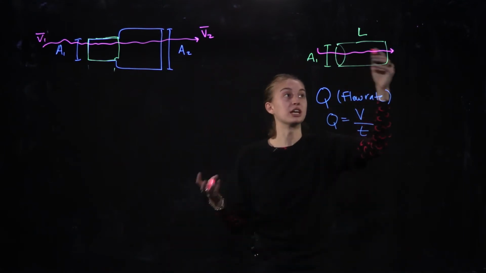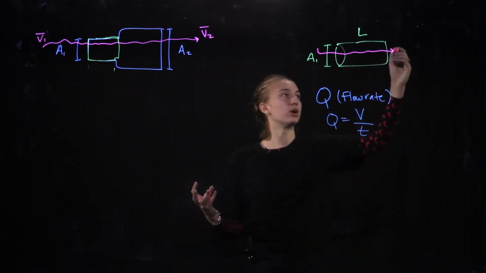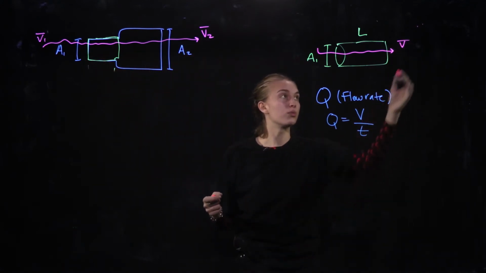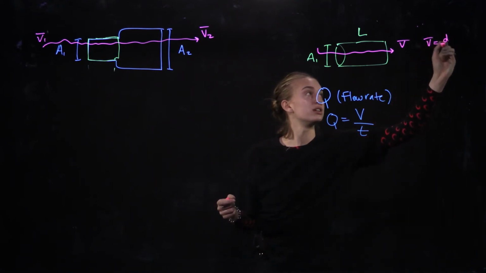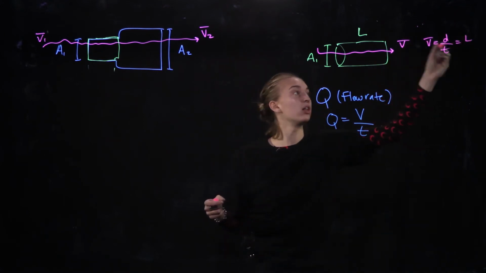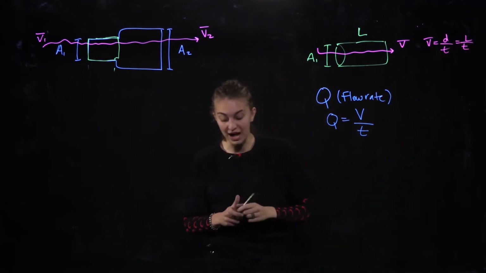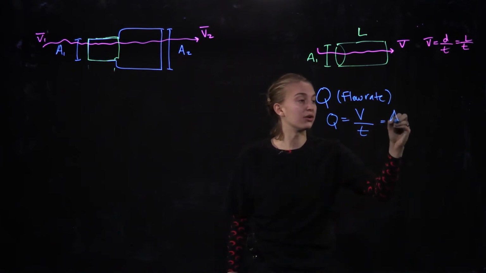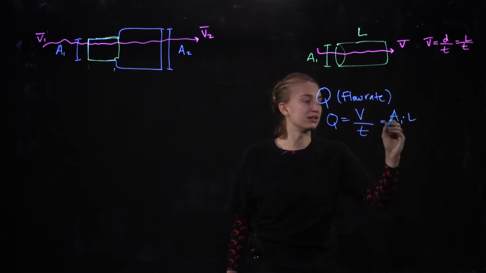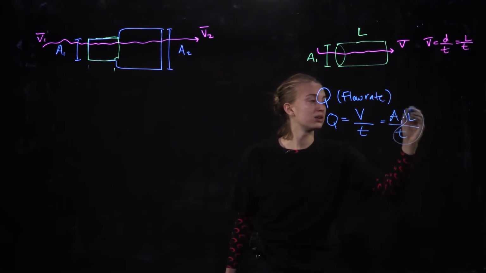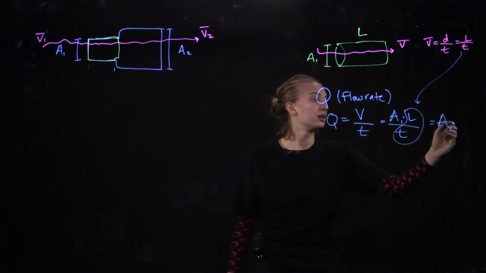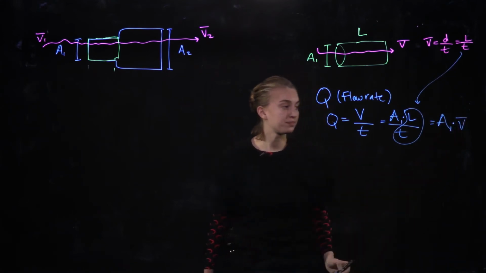When we're thinking about this liquid flowing through this pipe, it has some velocity to it, just like V1 to V2. So velocity equals distance over time, which in this case is L over time. We know that the volume of this tube is the area times the length over time. We can see that is here. So we know that our flow rate is equal to our cross-sectional area times our velocity.